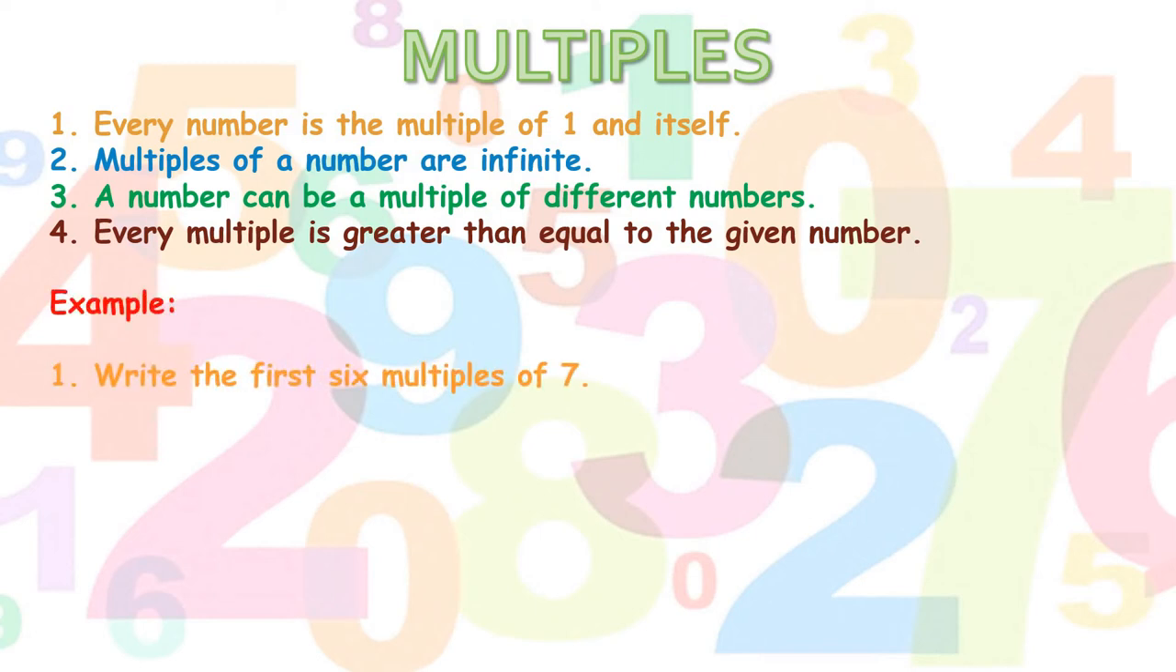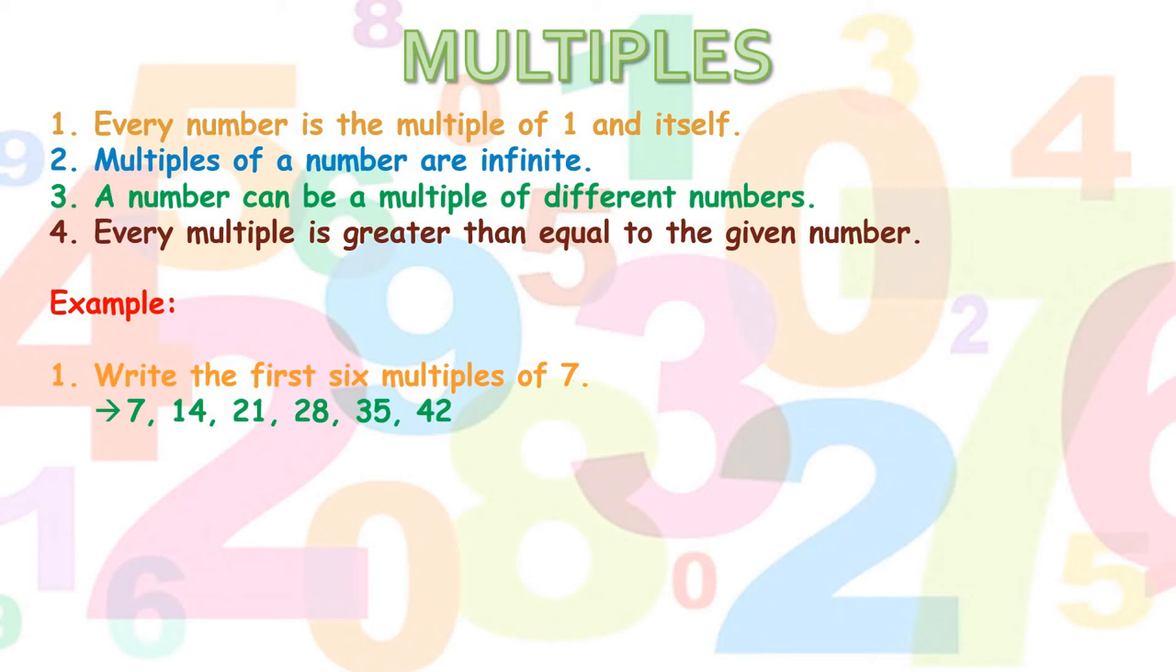Example, write the first 6 multiples of 7. Very easy question, do it quickly. Seven, 14, 21, 28, 35 and 42 are the first 6 multiples of 7. We have to specify how many multiples we have to write because multiples are infinite.